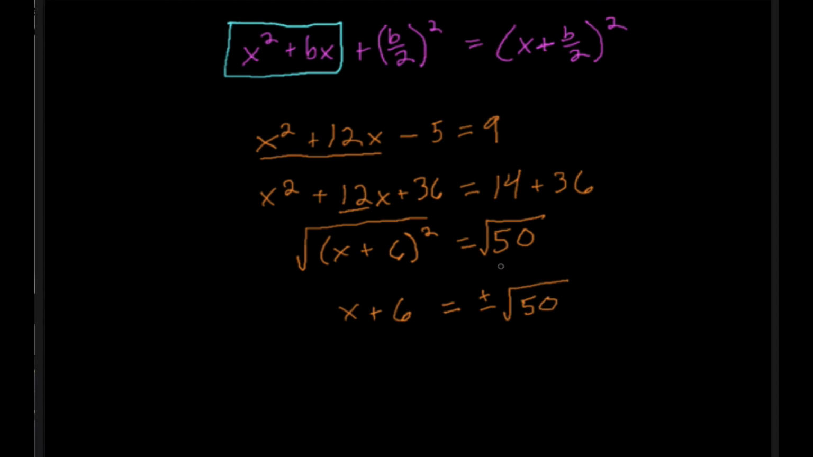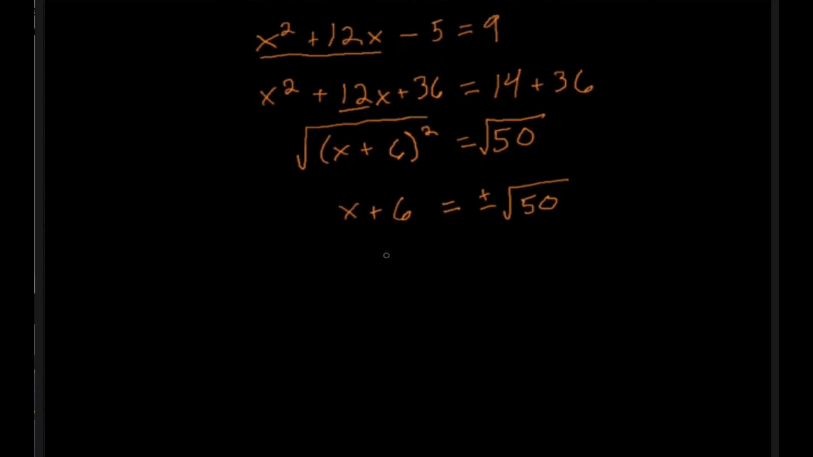But whenever you take a square root of a value, you always have to remember that one of the possible roots can be positive, and the other root can be negative. So the square root of 50 is positive, whatever this is, and negative, whatever this is. And when solving quadratic equations, you have to consider both possibilities. So now all we have to do is subtract 6 from both sides.